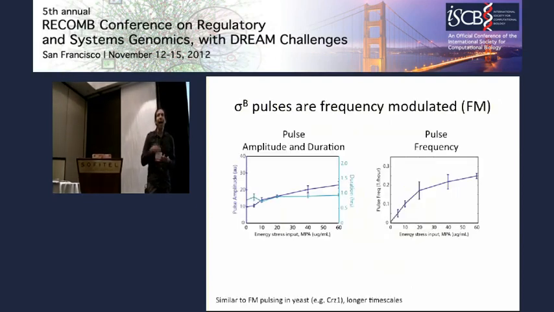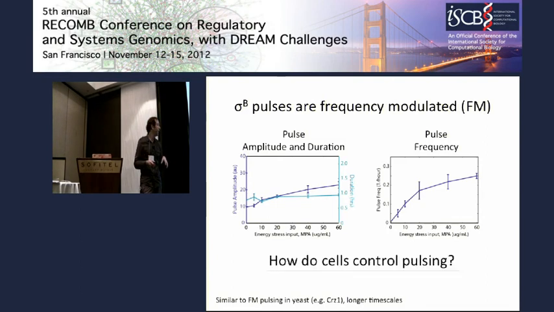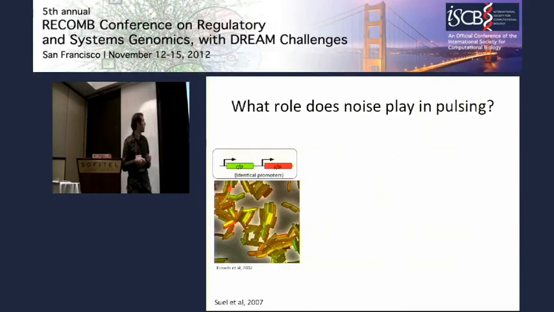Now, if you ask how does the magnitude of the stress affect these pulse dynamics? It's very interesting because it doesn't really affect the amplitude or duration of the pulses, but it has a very strong effect on the frequency of the pulses. So we can say this system is a frequency-modulated stochastic pulsing system. And the first question we want to ask is how does this work? How does the cell turn a constant input level into a frequency of stochastic pulses of activation?